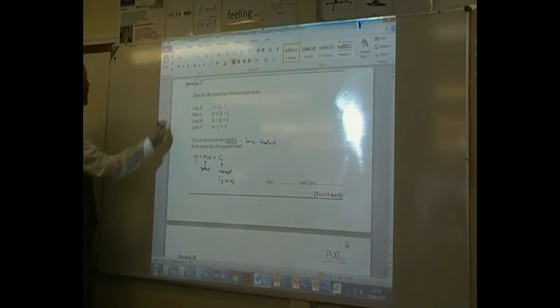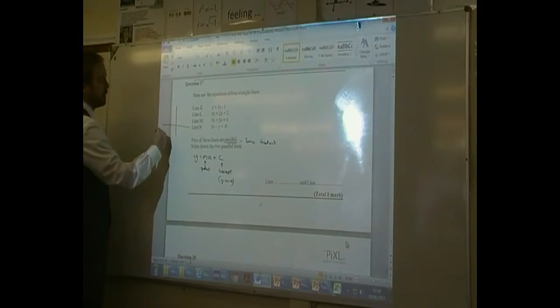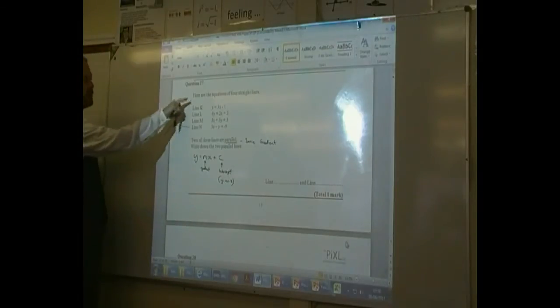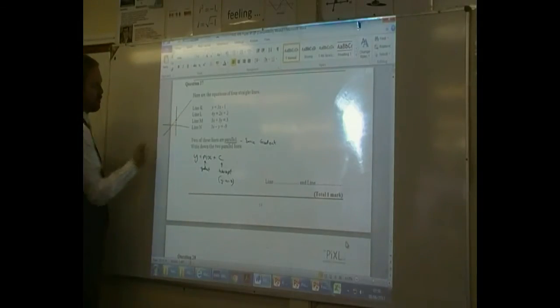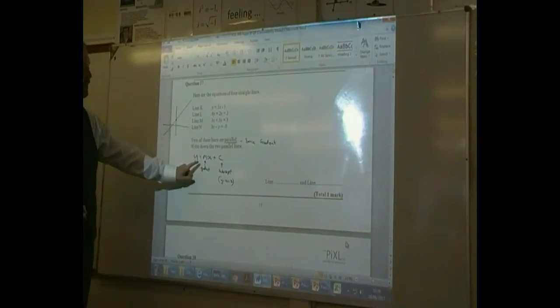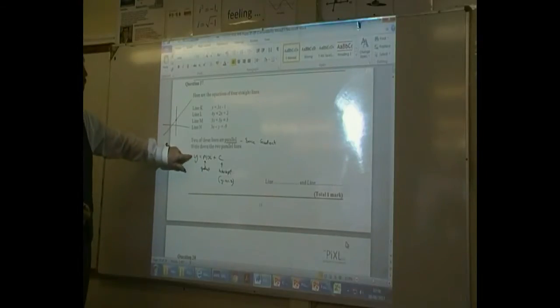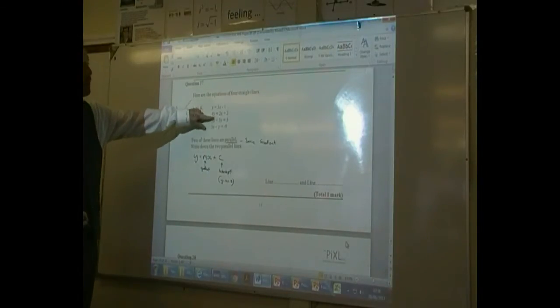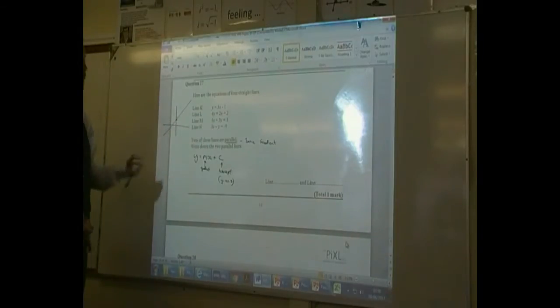So if you imagine what your graph looks like, the gradient is how steep the line is, and the intercept is where it crosses the y-axis. So what's that coordinate there? What point is that on the y? So we want to work out which of these have the same gradient, so which of them have the same m value. Now notice it's y equals. Not 4y equals, not 3y equals, not minus y equals, y equals. So we have to rearrange these equations so that they are all in that form, so that we can work out what the gradient for each one is.